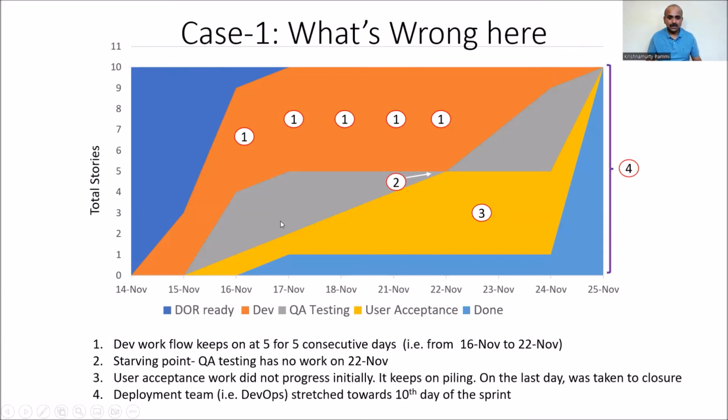Okay, now let's talk about how the cumulative flow diagram shows this, right? If you see here, this is the thick blue is done already, right? All the stories are getting pushed into the work in progress. For example, development or QA testing or user acceptance testing and done status towards the right side on 17th November.